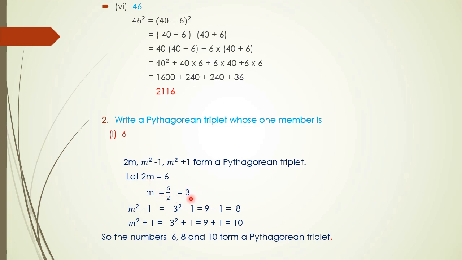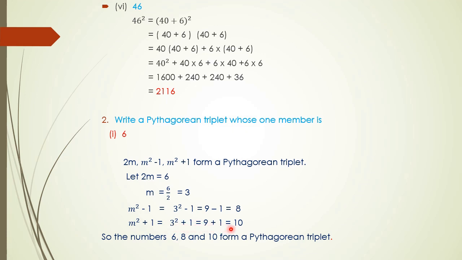After getting m, we have to find m square minus 1 and m square plus 1. Okay, so first let us find m square minus 1. And here the value of m is 3. So m square means 3 square. 3 square minus 1. You know children, 3 square is 9. 9 minus 1 is 8. Now we have to find m square plus 1. And we take the value of m as 3. So 3 square plus 1. 3 square is 9.